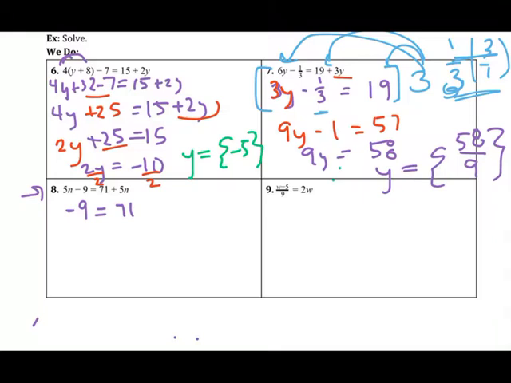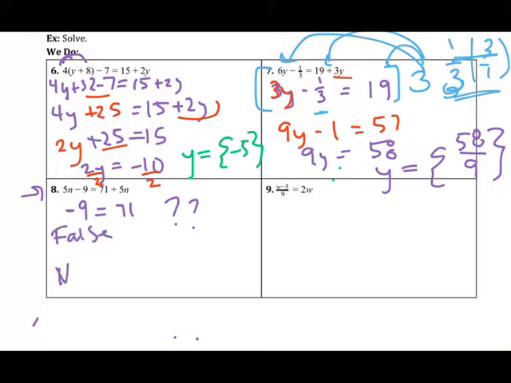Okay, something like an alarm should be going off in your head right now. Something weird is happening. What's going on? I don't have any more variables. So the first thing you should do is go back, make sure you did your math right. We did our math right. Now, this should be setting off some alarms in your head. Is this true? Does negative 9 equal 71? Absolutely not. This is false.